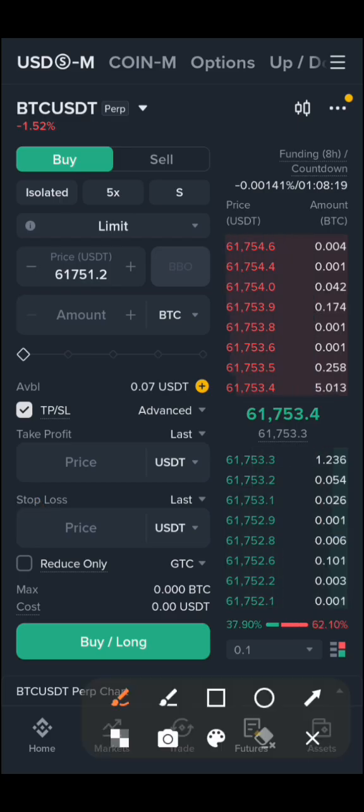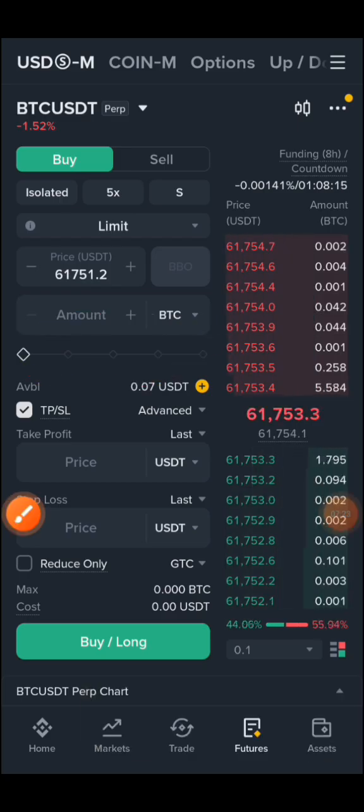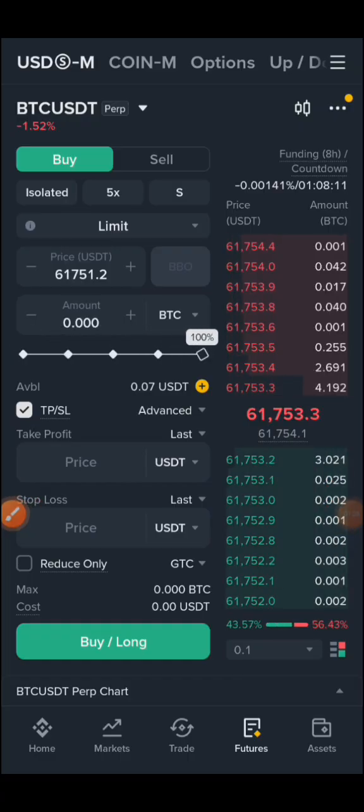And right here you can see this slider. That slider always tells me the amount of USDT I can use to trade. You can choose to use 100% of your USDT, 77%, 53%, 25%, or 2% of your capital.